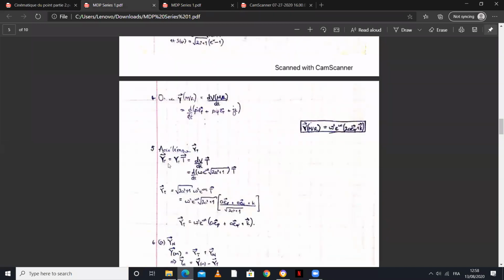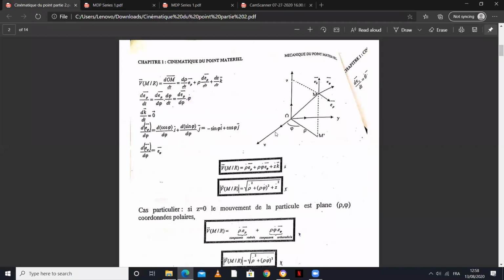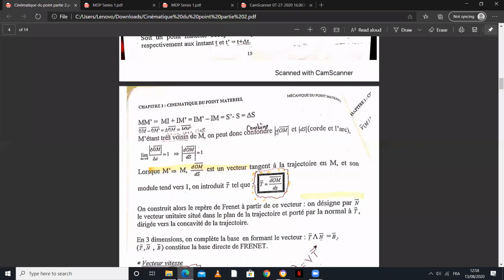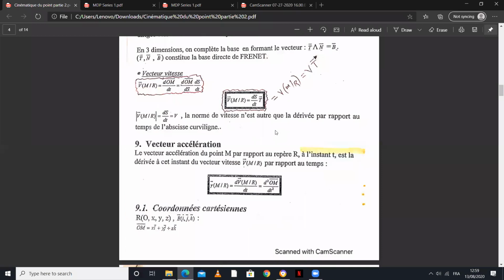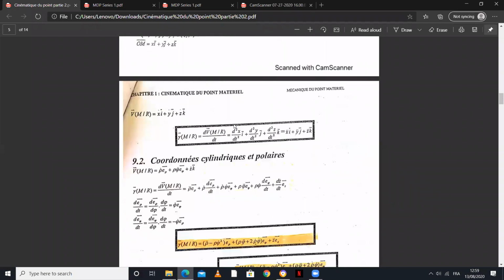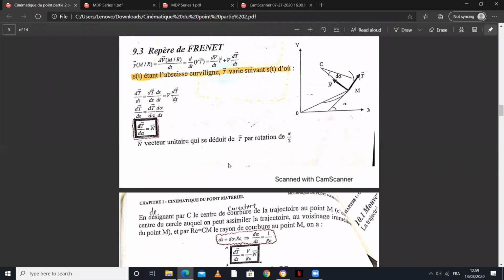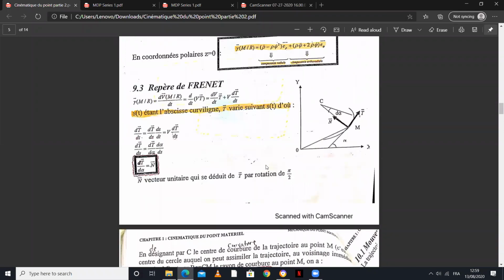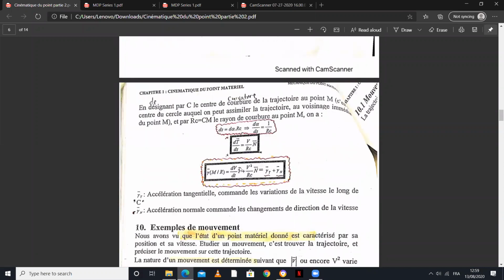So accélération tangentielle is equal to dv dt suivant t. If you check your notes, here, as proof that I'm not just saying they're in your notes without them being there. Gamma t is this first one here: dv dt suivant t. So these expressions, you have them. You understand them, then you know them by heart, and you'll be able to use them.